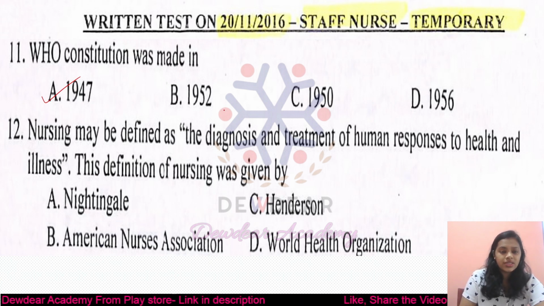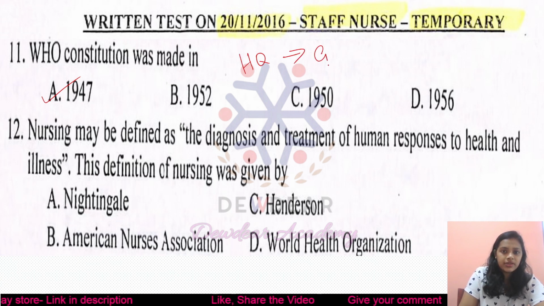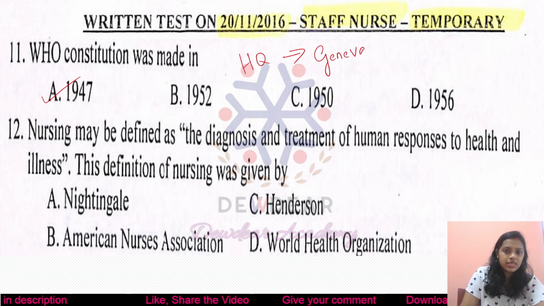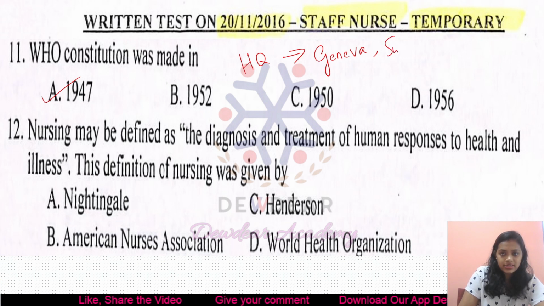Also we should study what is the headquarters. Headquarters of WHO, it is in Geneva. Headquarters is in Geneva, Switzerland.